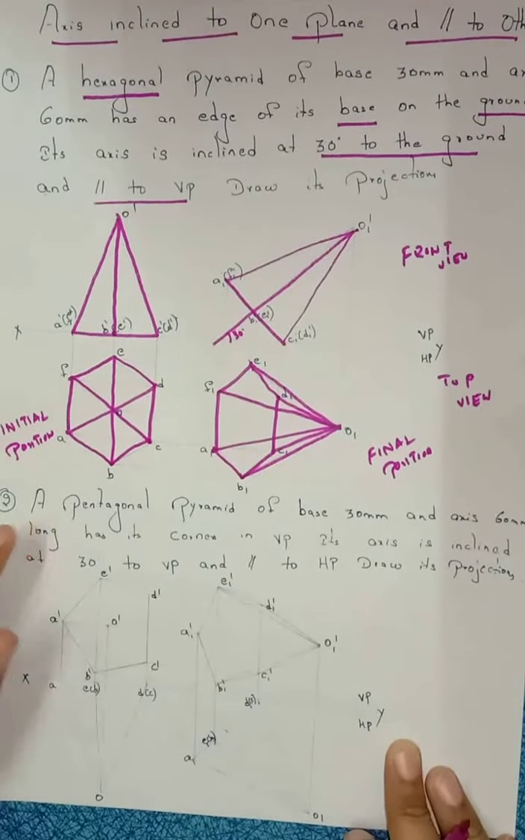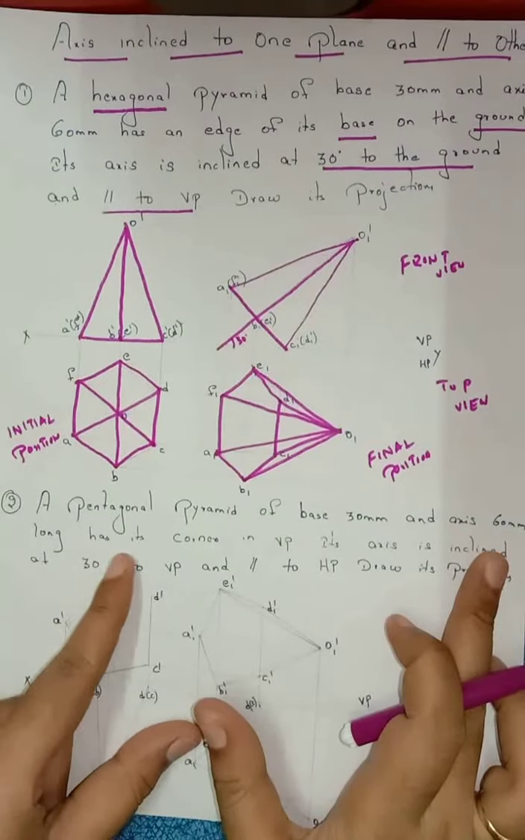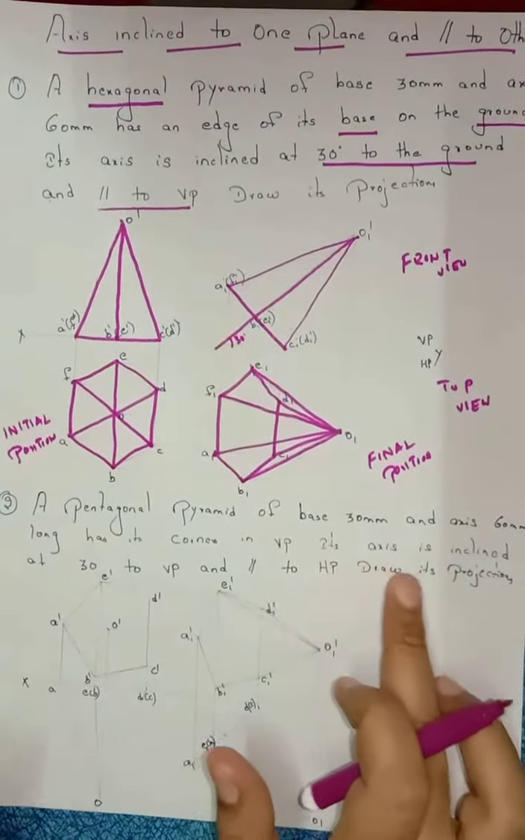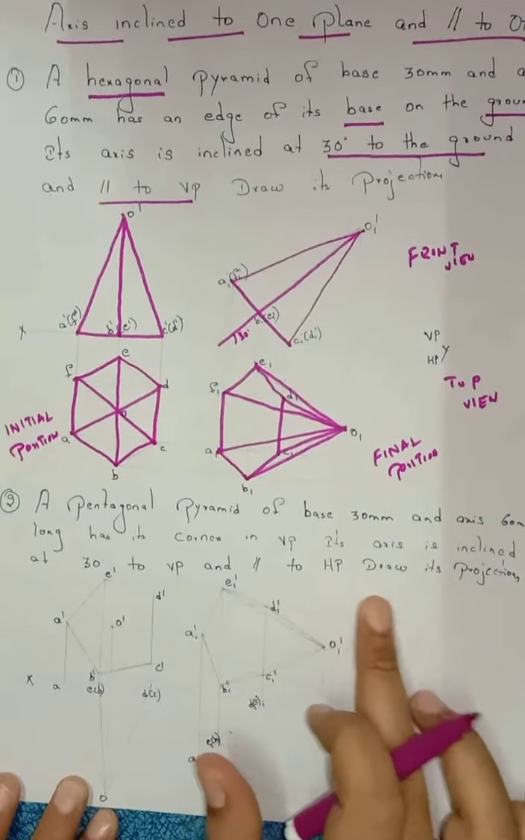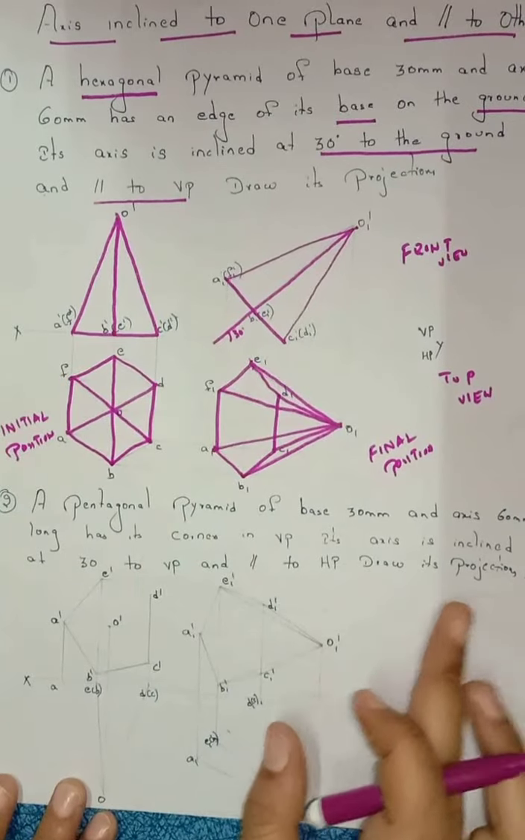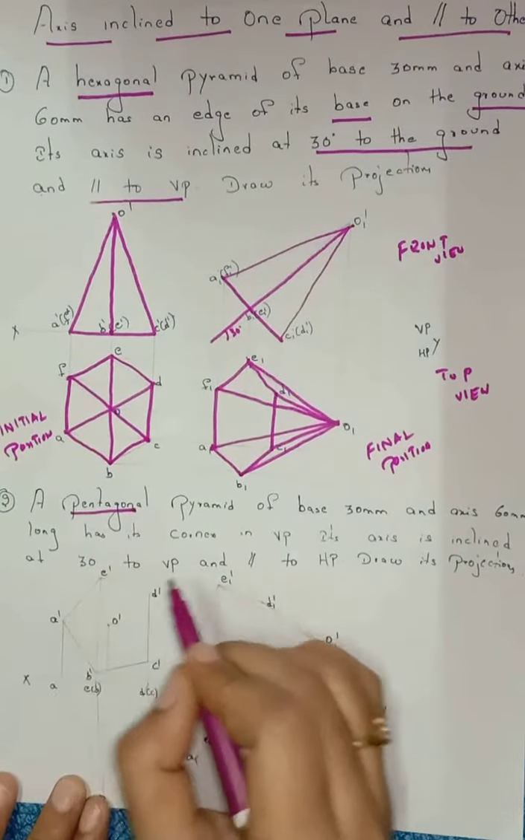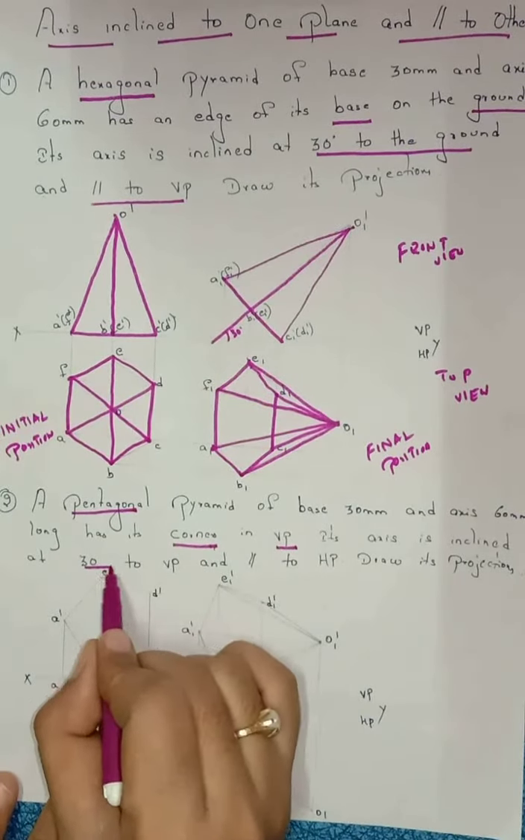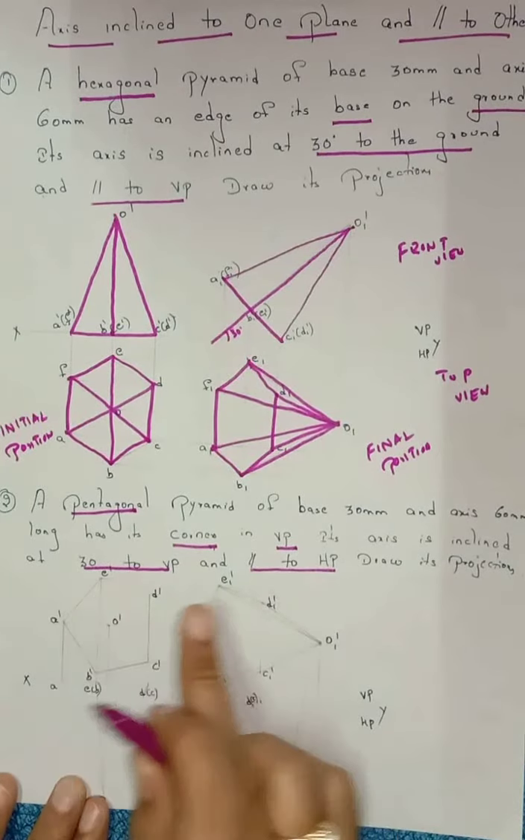What is the question? A pentagonal pyramid of base 30 mm and axis 60 mm long has its corner in VP. Its axis is inclined at 30 degrees to VP and parallel to HP. Draw its projections. So what is the condition? First is pentagon, corner in VP, angle is 30 degrees to VP, parallel to HP. So they mentioned only one angle.